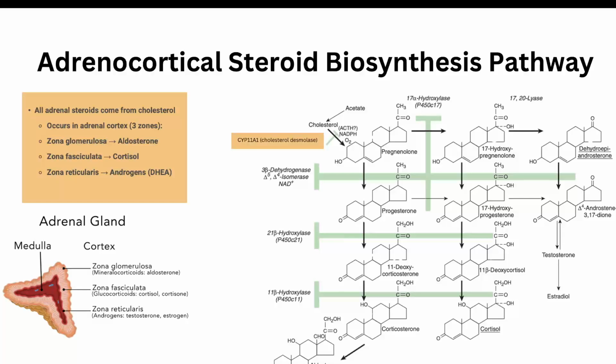or mediates this conversion process is called the rate limiting enzyme. This means if this enzyme is not available, or is blocked or non-functional, the process of cholesterol conversion to pregnenolone will not occur. And also the biosynthesis of mineralocorticoid, glucocorticoid, and androgen will not occur.